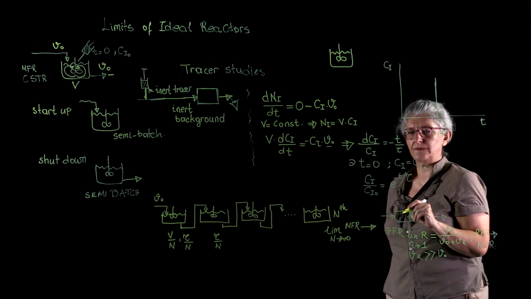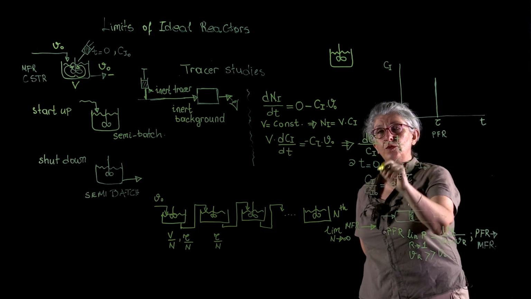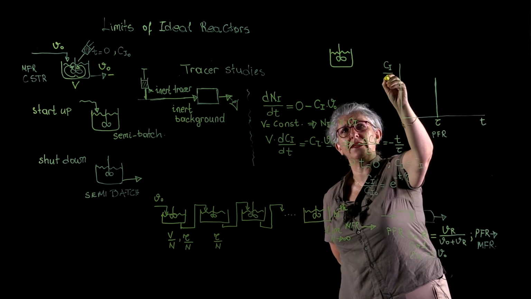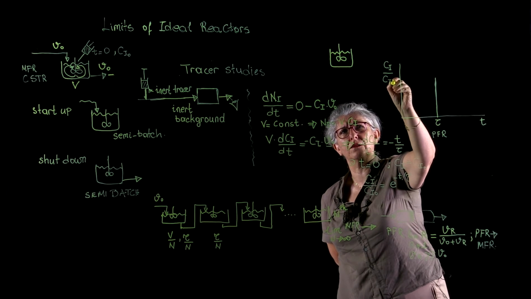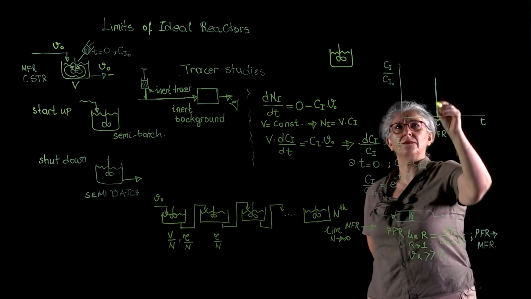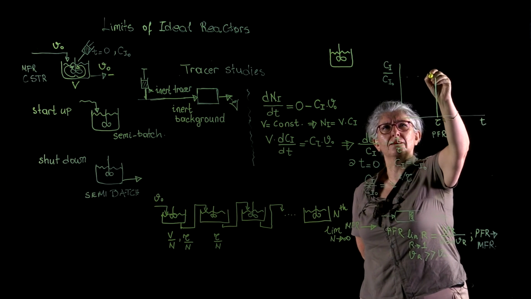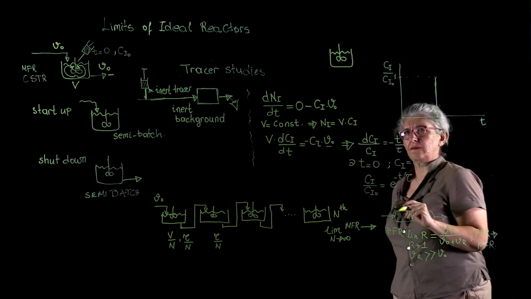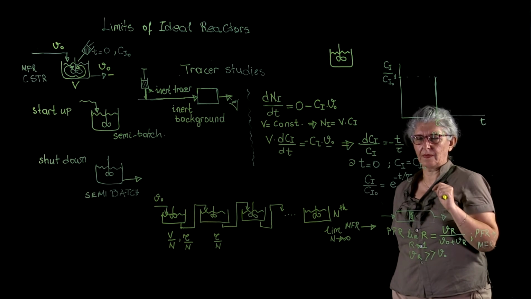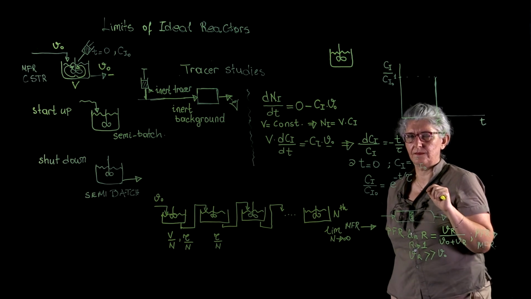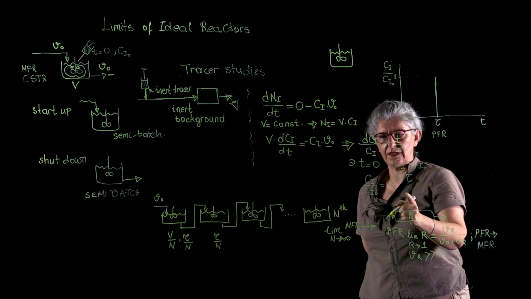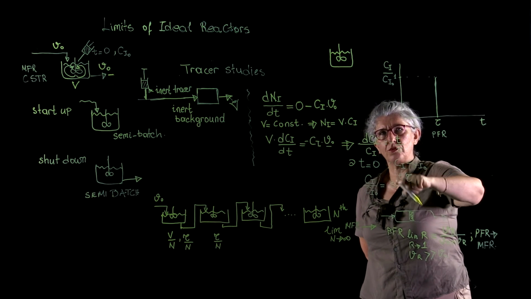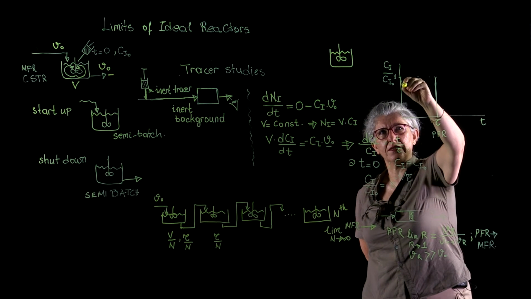All right. Given this, I'm going to modify my plot a little bit. I will make this Ci over Ci0. So this point will be 1. So as far as our CSTR behavior is concerned, the behavior is going to be an exponential decay.